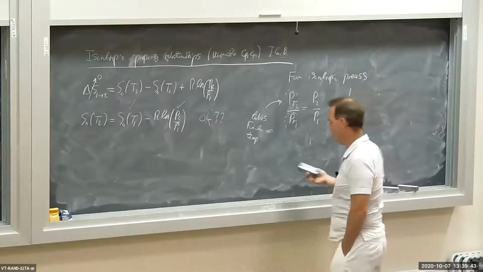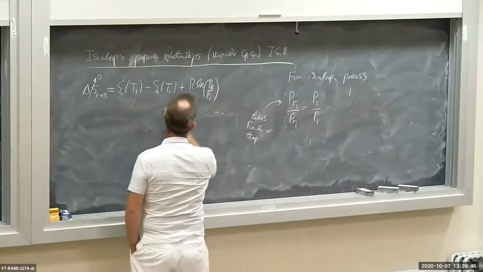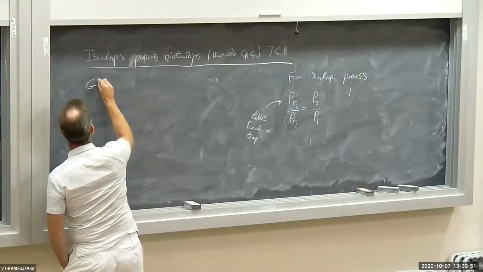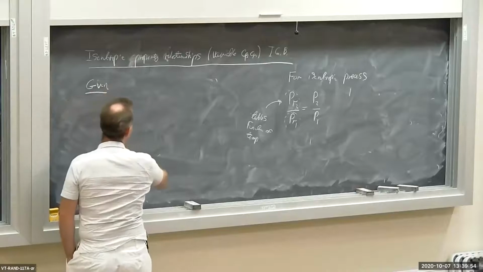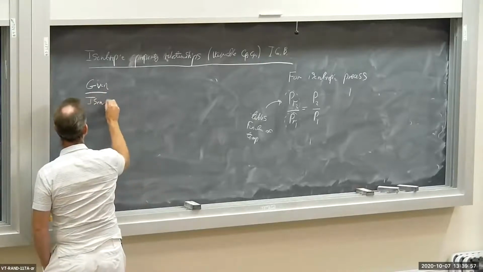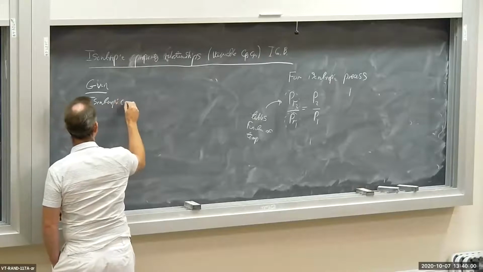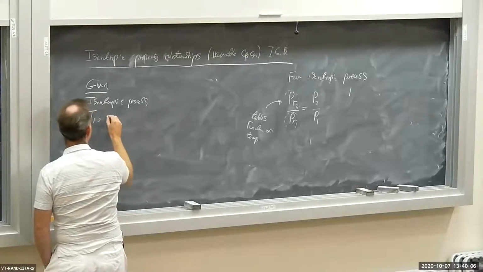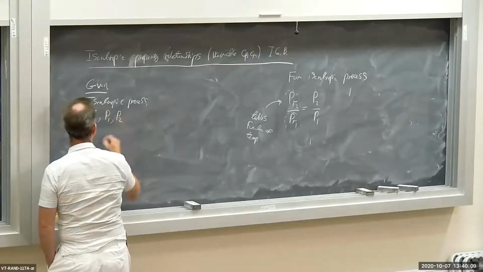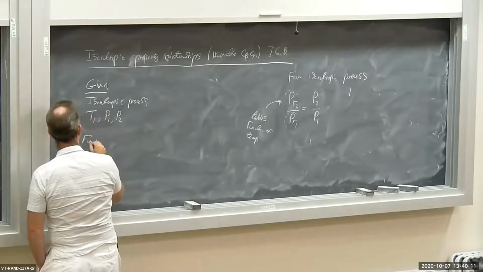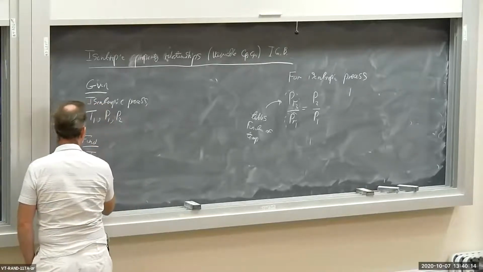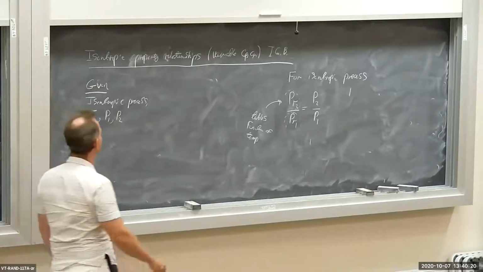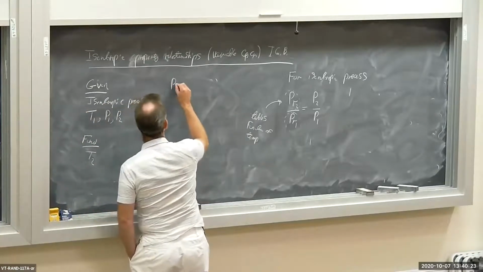So let's see how this would work. How would we use this expression? Let's say you're given that it's an isentropic process. You're given T1, you're given P1, and you're given P2. And you want to find temperature T2. That's what you want to find. Well, how would this work? So, procedure.